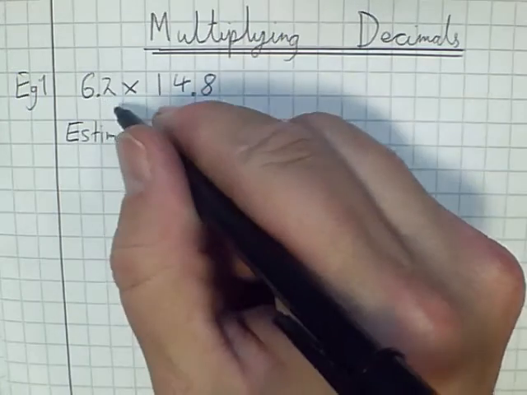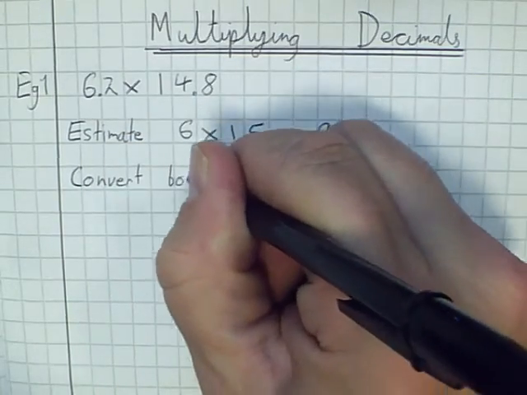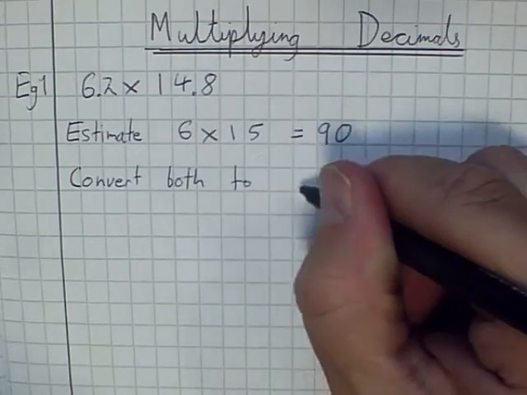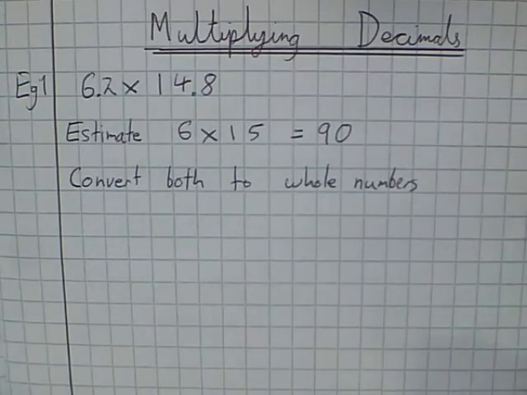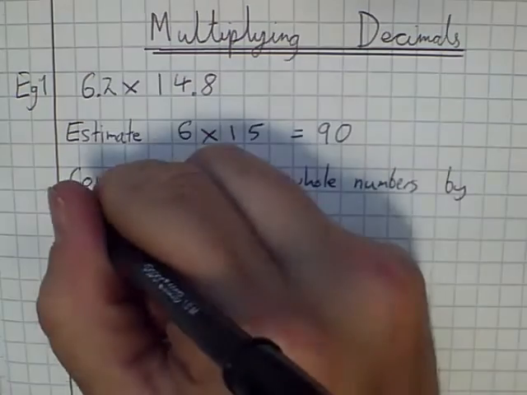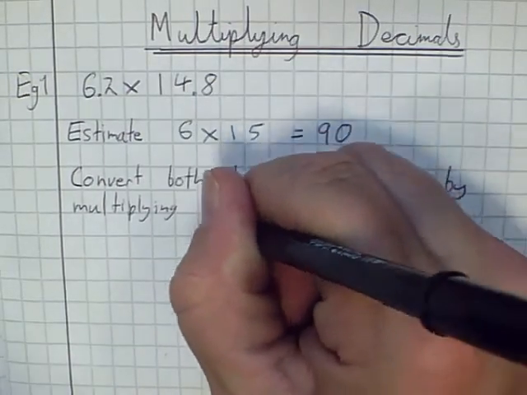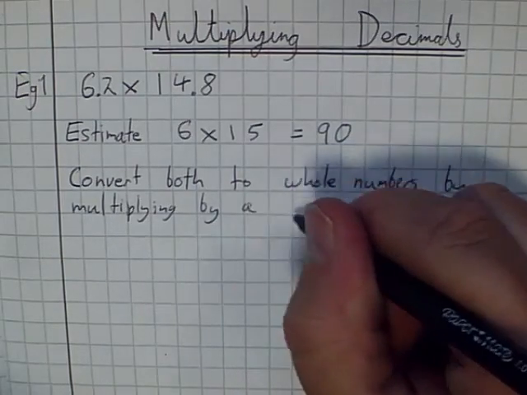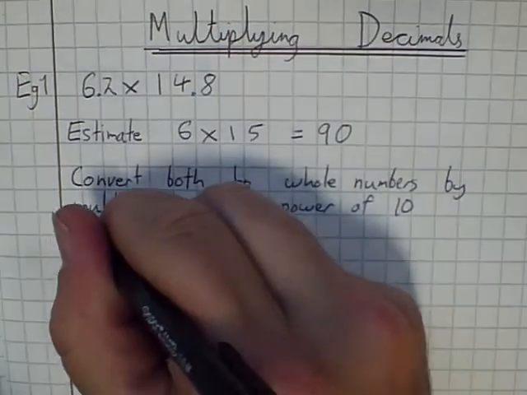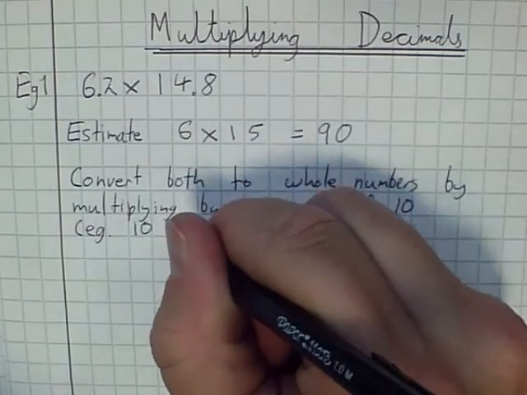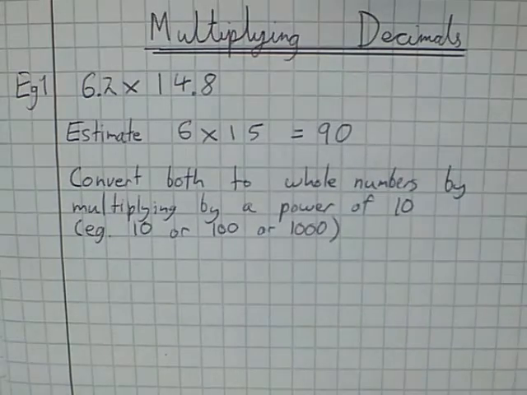So 6.2, I need to convert both to whole numbers. When I say convert, I'm going to do that by multiplying by a power of 10. Examples of a power of 10 are 10 or 100 or 1000, and it will usually be one of those.